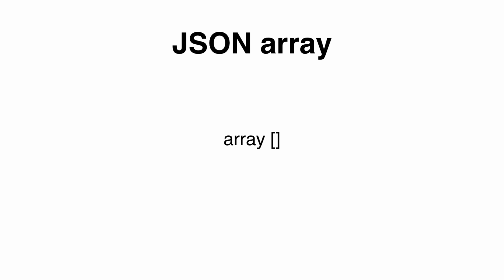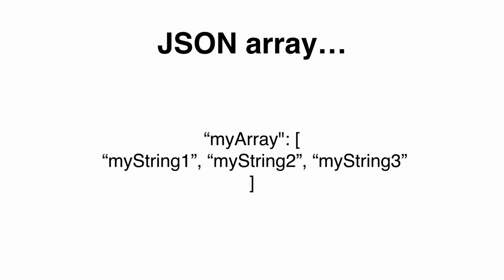An array begins with a left square bracket and ends with a right square bracket. An array can contain elements within the brackets. Here is an example of an array called myArray. As you can see that it has a colon, that means that it is a pair where the value is an array with three string values called myString 1, 2, and 3.